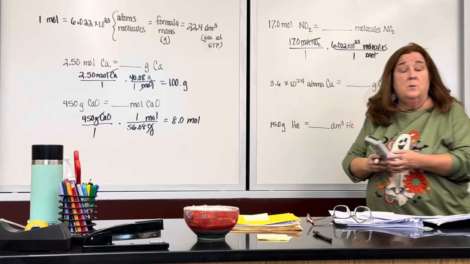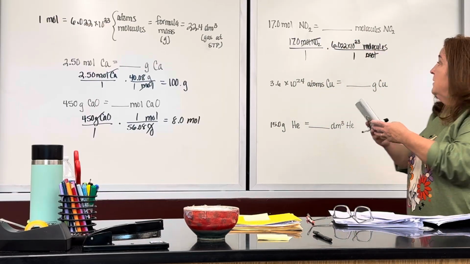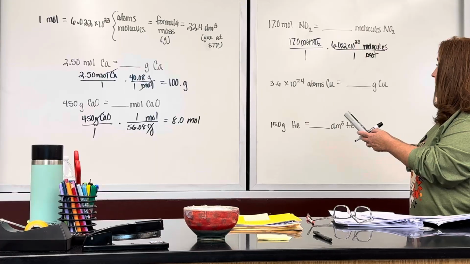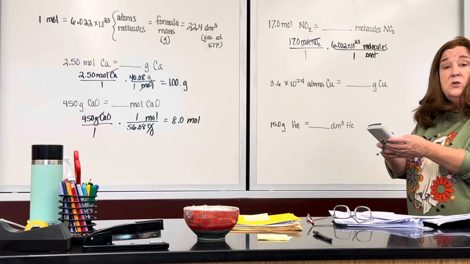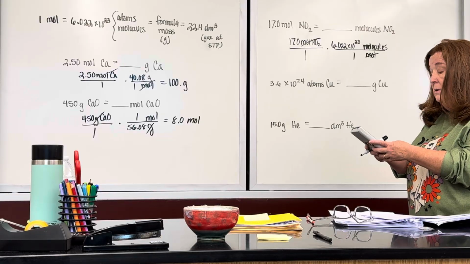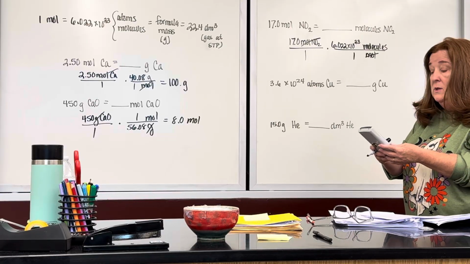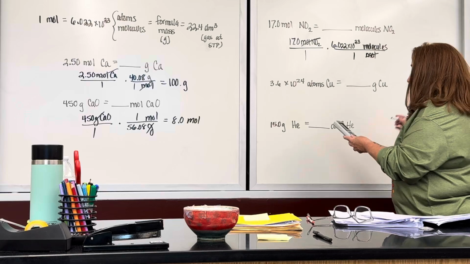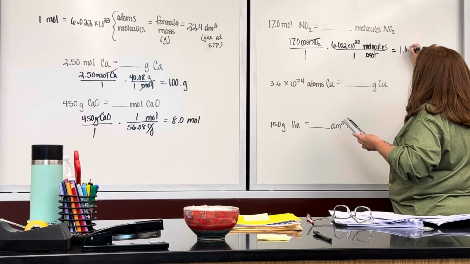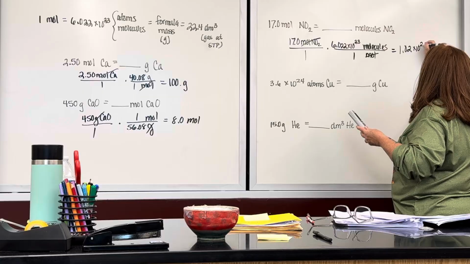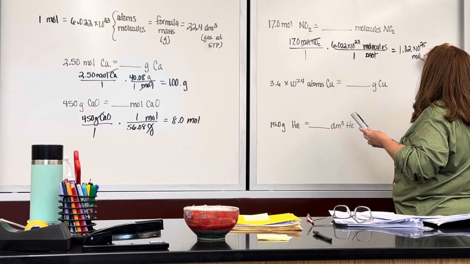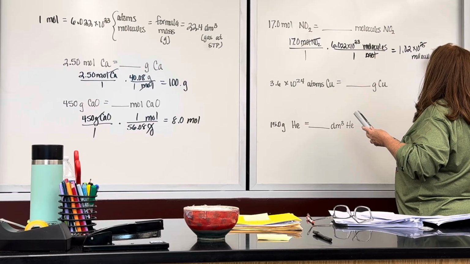This is why we spent so much time on scientific notation. So then I take my calculator and I take 17 and I multiply by 6.022. Remember how to use your EE function on your calculator, or your EXP, or whatever yours has. And I'm going to get 1.02 times 10 to the 25th molecules. And that's my answer.